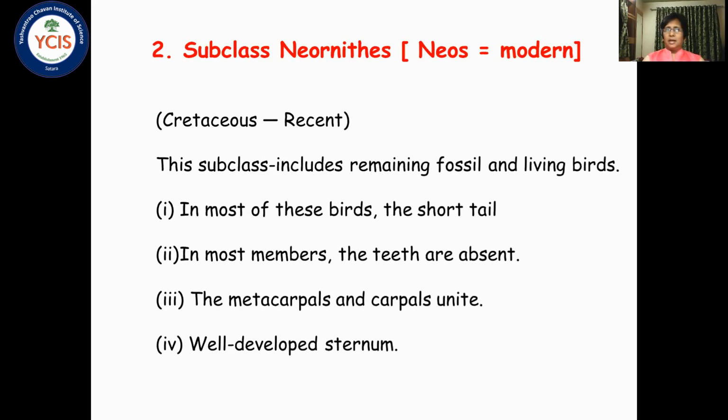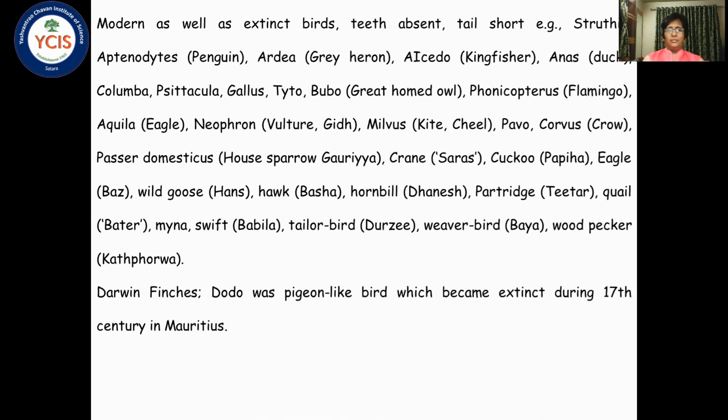In most of the members, teeth are absent. The carpals and metacarpals unite to form a carpometacarpus. A well-developed sternum is present, where the powerful flight muscles are attached. So the subclass Neornithis includes modern as well as extinct birds in which teeth are absent and the tail is very short.